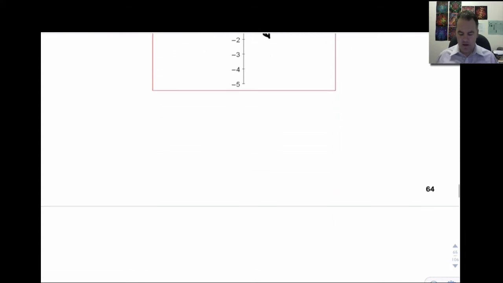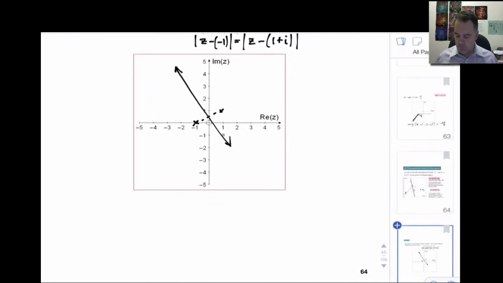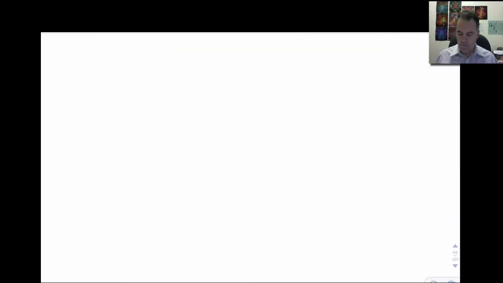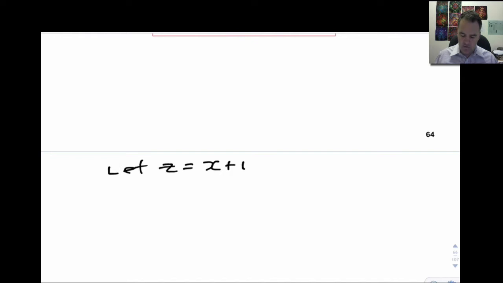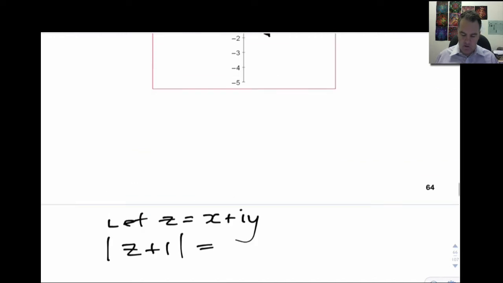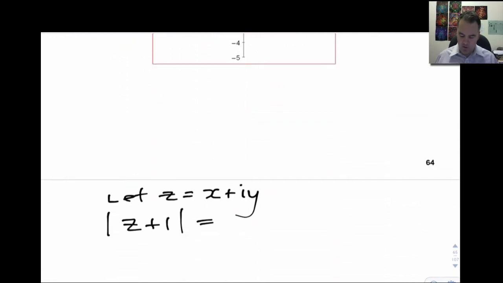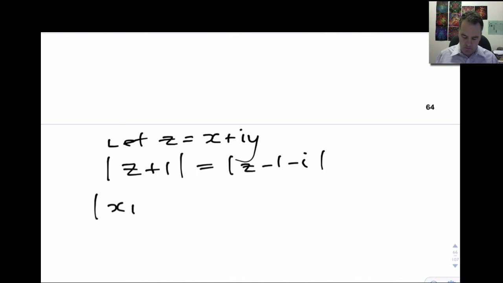We can do that just by saying, let me add a page in, let's say this complex number z is x plus iy. I'll use x and y here because we're talking about the coordinate plane, so it's easy to think real numbers x, imaginary numbers y. On the left-hand side, we've got z plus 1. And on the right-hand side, we've got z minus 1 minus i. Let's replace z with x plus iy on both sides.